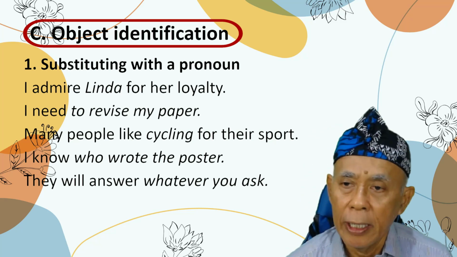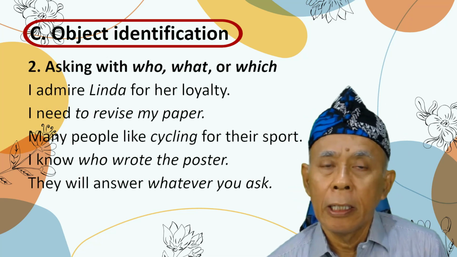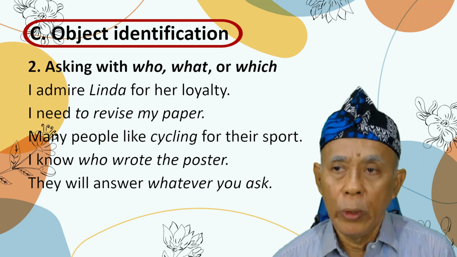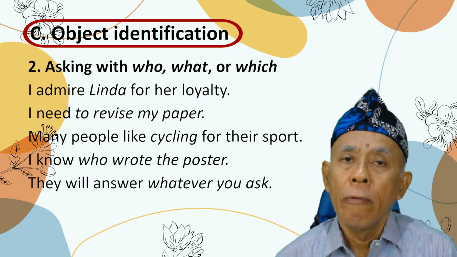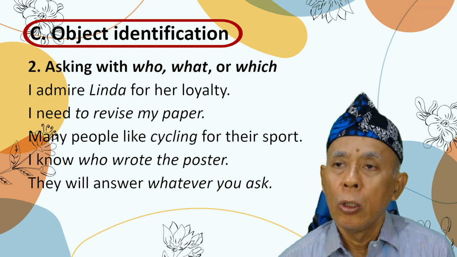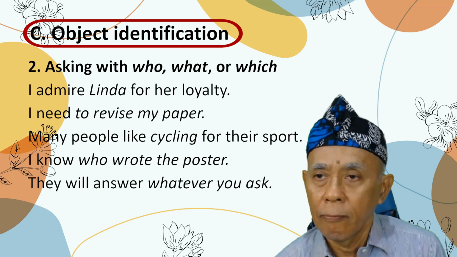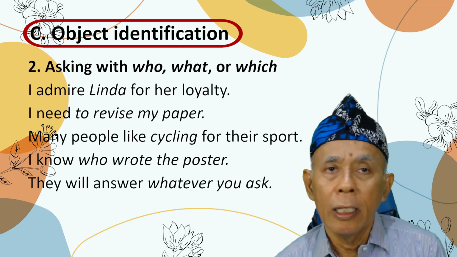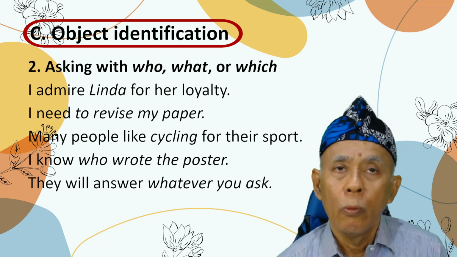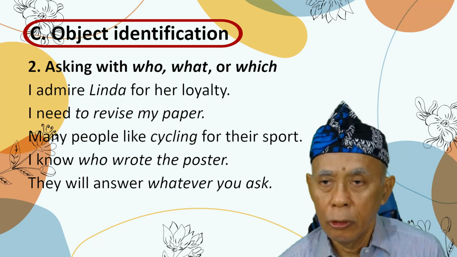The second way of identifying the object in a sentence is by asking a question: who, what, or which. We have, I admire Linda for her loyalty. Here we can ask, who do you admire for her or his loyalty? Linda. So Linda here is the object in the sentence. I need to revise my paper. What do you need to do? I need to revise my paper.